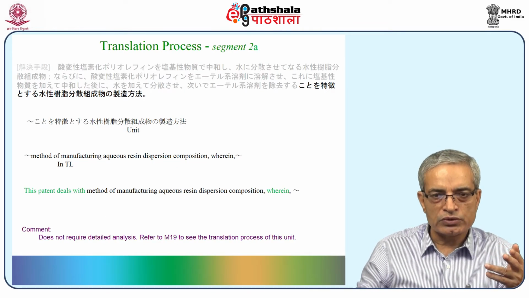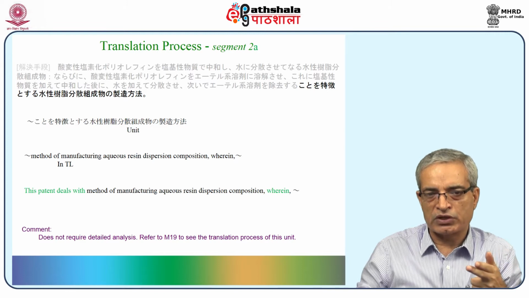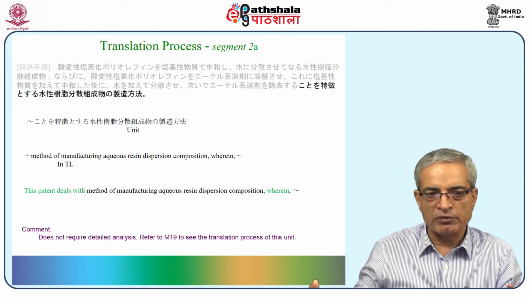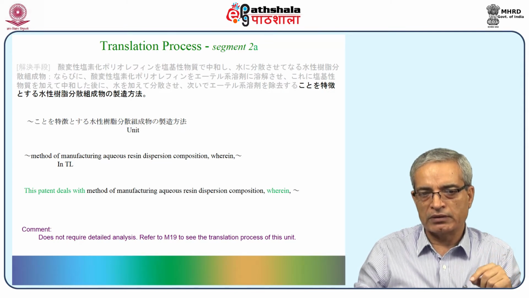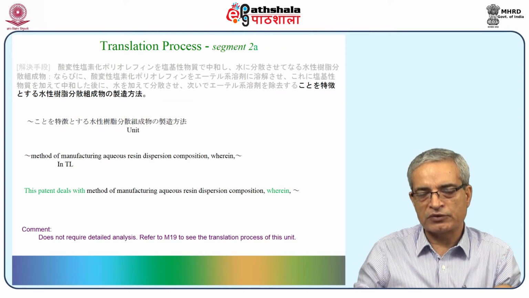This is koto tokcho to suru, and it's a unit. So in the target language, it comes as method of manufacturing aqueous resin dispersion composition wherein, and if we try to make it full, it will be this patent deals with method of manufacturing aqueous resin dispersion composition wherein. If you want, you can drop the composition. It does not require detailed analysis, so you can refer back to module 19 to see the transposition process for this unit.